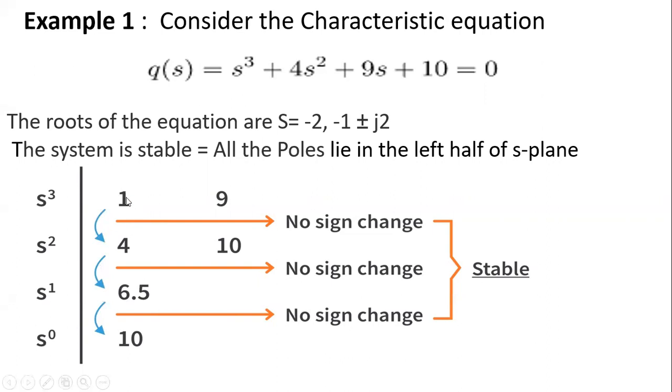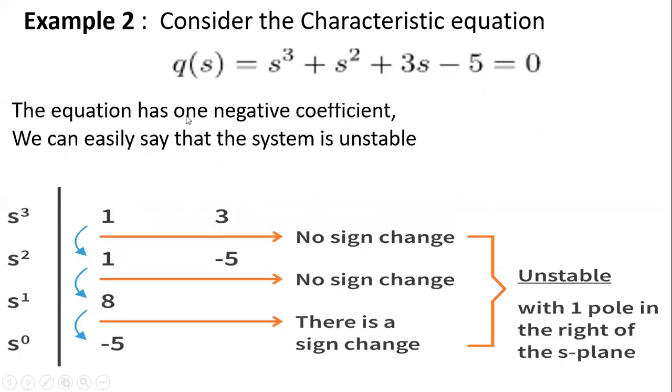Since all the elements of the first column of the Routh array are positive, the system is stable. Let's take example 2, where Q of S is equal to S cube plus S square plus 3S minus 5 is equal to 0. We have seen it in the beginning. Since the equation has one negative coefficient, and there should not be a missing power of S or a negative coefficient, the system is considered to be unstable. Irrespective of that, let us try to solve this with our own equation. We have S3, S square, S1, S0, 1 here, and then 1 here, then 3 here, and minus 5 here.